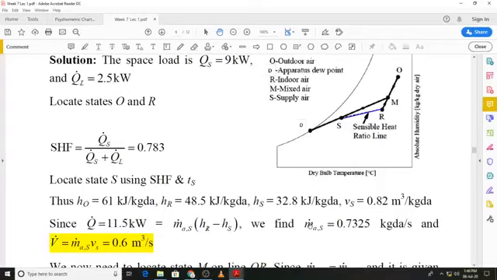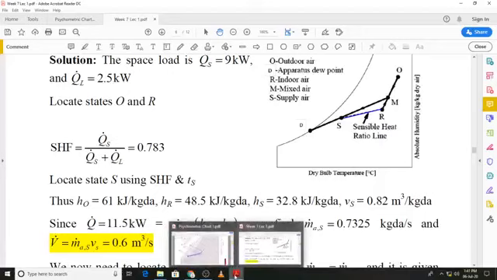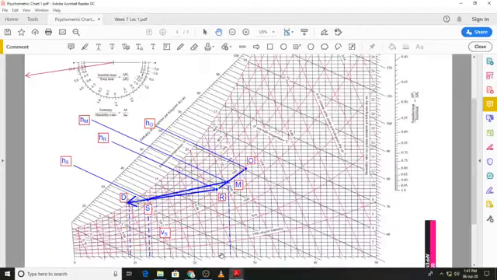And once you have the mass flow rate, and we also know the specific volume at state S, then the volume flow rate is simply the mass flow rate times the specific volume, which comes to 0.6 cubic meters per second. Now I will go to the psychrometric chart and show you the steps that we have gone through up to this point in the solution.